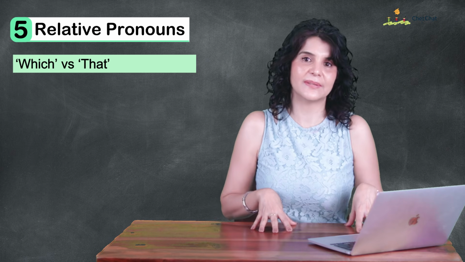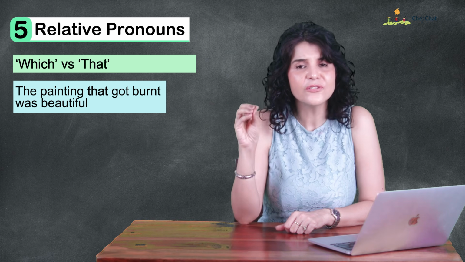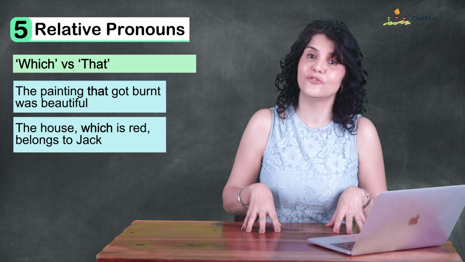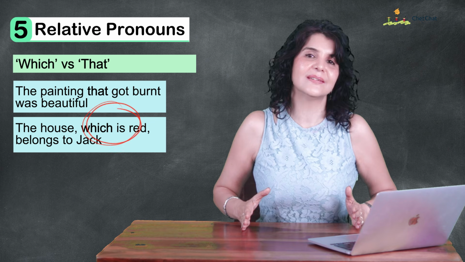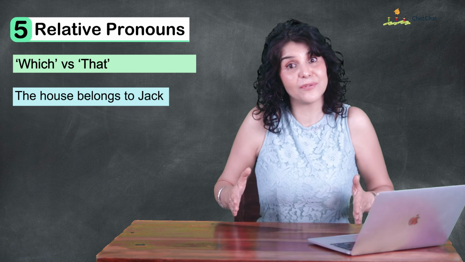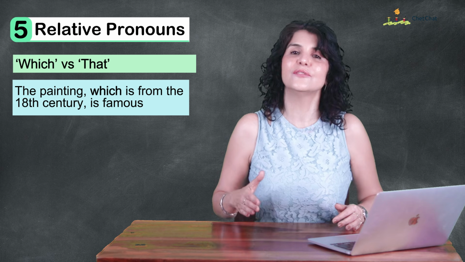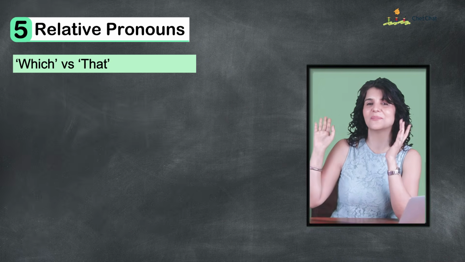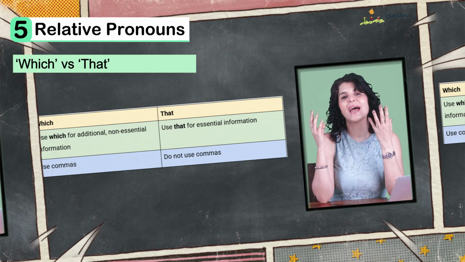Let's take some more examples. The painting that got burnt was beautiful. It's essential. Which painting? The one that got burnt. The house which is red belongs to Jack. Here the portion between the commas can be removed and the sentence will still make sense. The house belongs to Jack. That is the main information to be conveyed. The painting, which is from the 18th century, is famous. Non-essential extra detail.